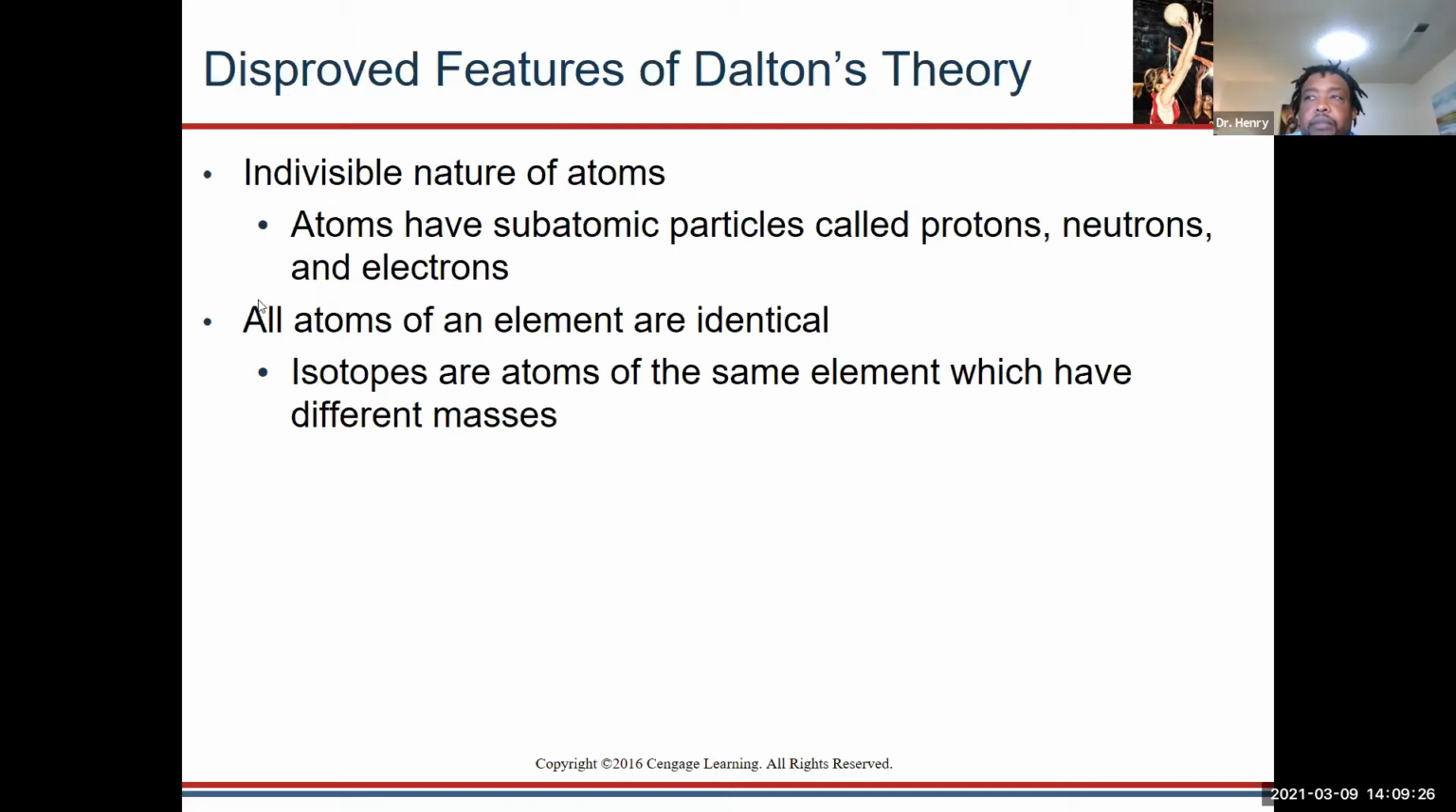And then, all atoms of an element are identical. Well, we know that isotopes are different because they have different masses. Questions?